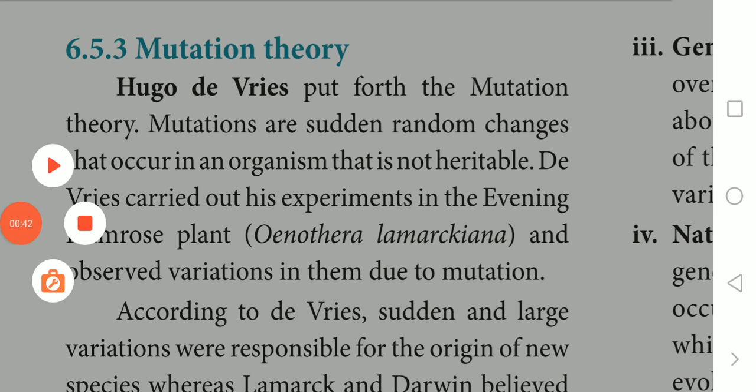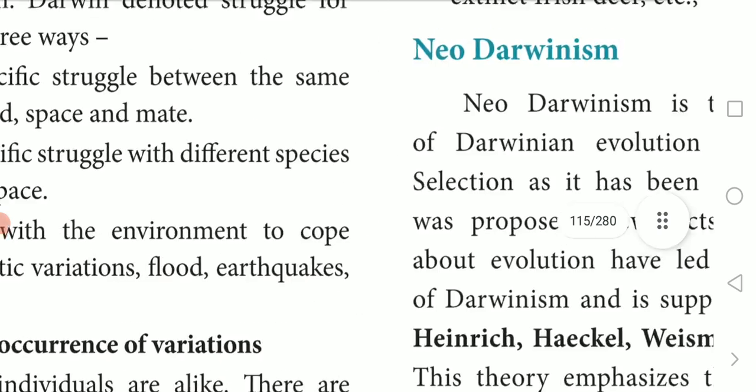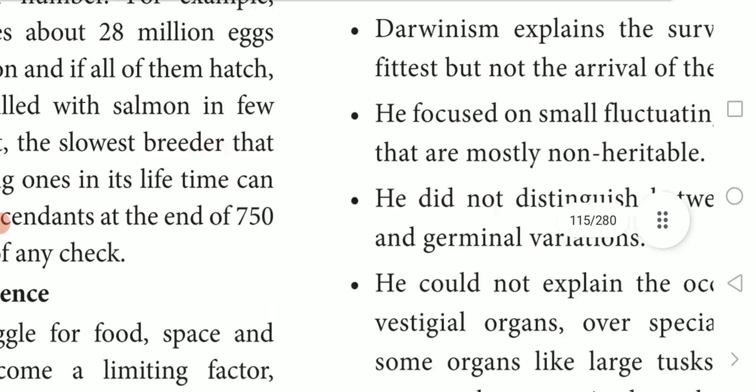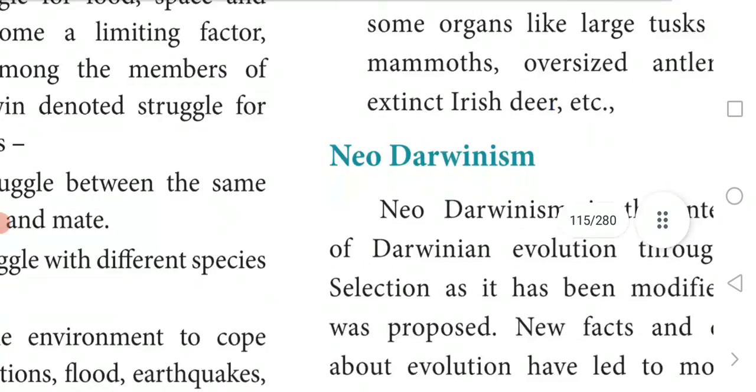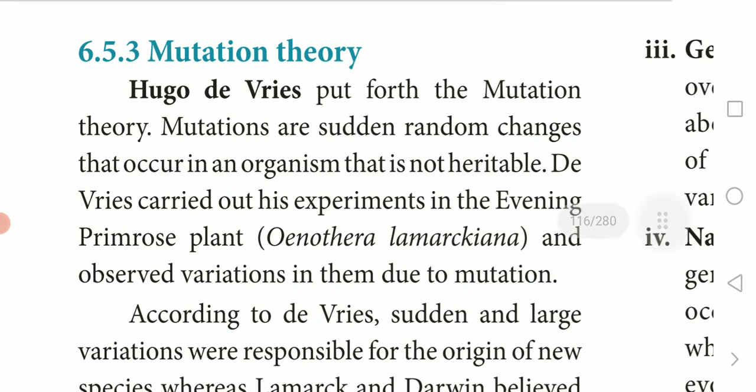Mutation theory. Today we are going to discuss mutation theory. In the last video class we saw Darwin's theory of natural selection: overproduction, struggle for existence, universal occurrence of variations, objections to Darwinism, and neo-Darwinism. The next topic is mutation theory.